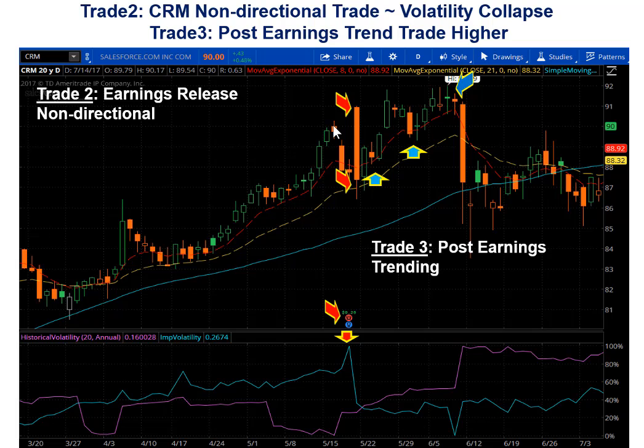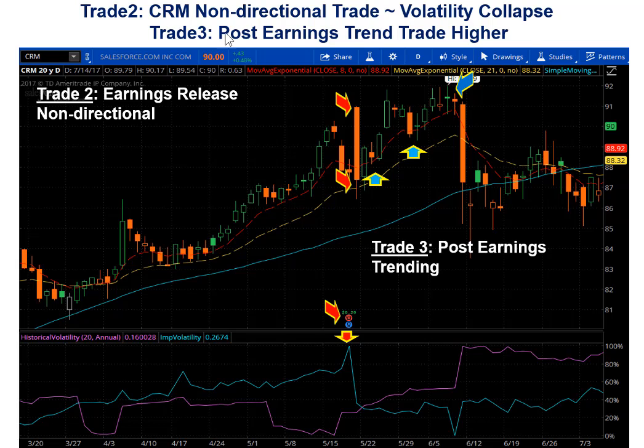As you're going into the date of an earnings announcement, there's a lot of uncertainty, so implied volatility goes up. Once the earnings announcement is made, implied volatility collapses. You can play that by selling volatility, or you might get a big price spike up or down that you can trade also with a non-directional earnings strategy using options.